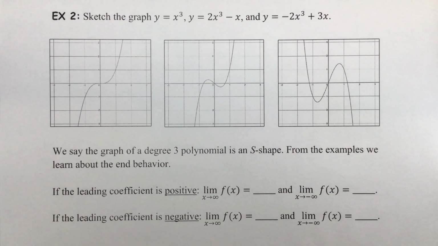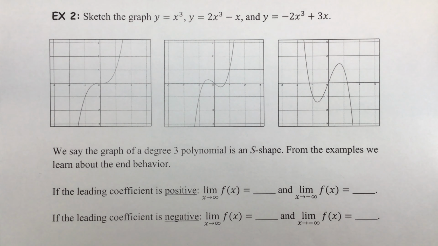All right, the first takeaway that I want to get from the graphs is going to be end behavior. This can come in really handy when you're trying to sketch a graph. But first, let me make the statement. We say that the graph of a degree 3 polynomial is an S shape. That sort of wiggle that we have in there, we're going to describe it as an S shape. Of course, it doesn't look exactly like an S, but it's got that extra kind of bend in the middle of it, so that's where that's coming from.